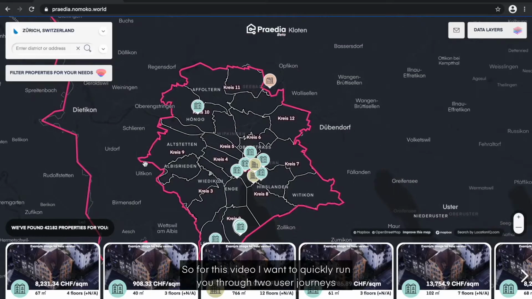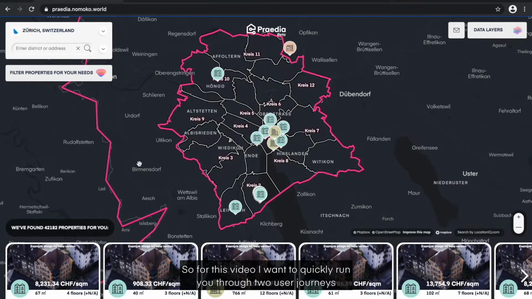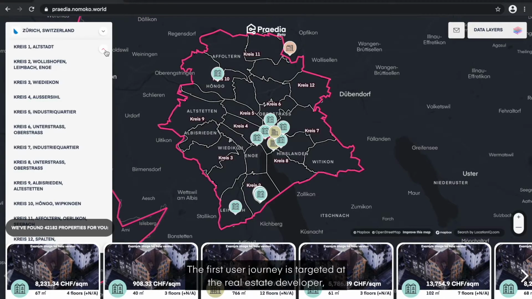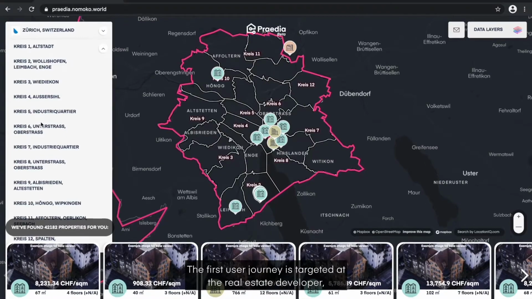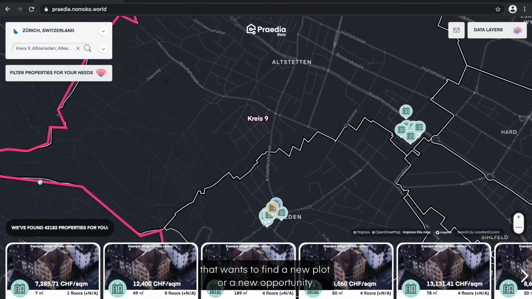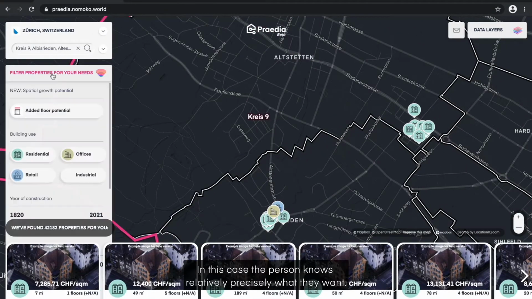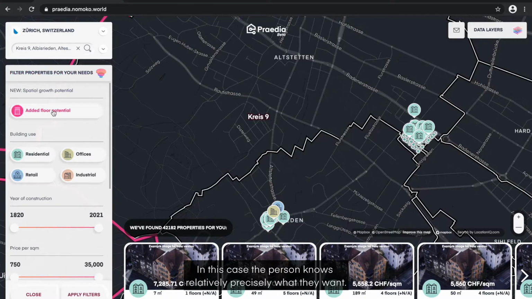So for this video, I want to quickly run you through two user journeys that you would typically find for users of Predia. The first user journey is targeted at the real estate developer that wants to find a new plot or a new opportunity. In this case, the person knows relatively precisely what they want.